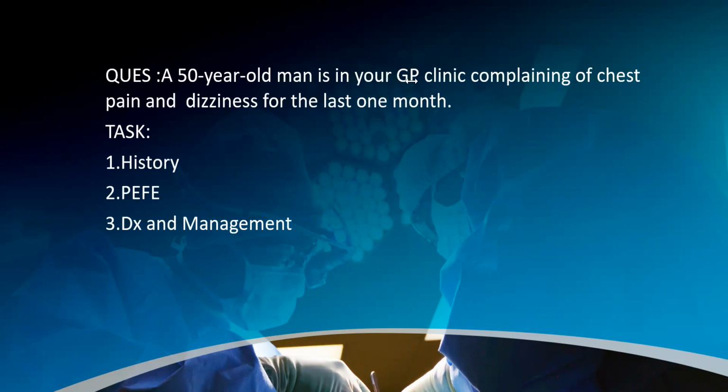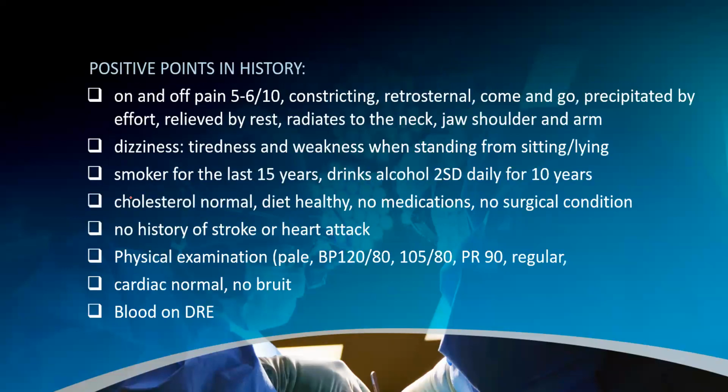All right. The next case is a 50-year-old man in your GP clinic complaining of chest pain and dizziness for the last 1 month. Now, see that it's 1 month of chest pain. If someone is having 1 month of chest pain, it's most likely not an acute MI. So in this case, the patient is having dizziness and chest pain, but still make sure the patient is vitally stable, and offer the patient a painkiller.